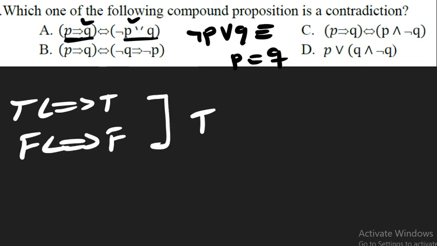So if the two sides, the right side and the left side of the biimplication, are the same, then if this is true, this will necessarily be true. If this one is false, this is going to be false. That means it satisfies the condition of being always true.